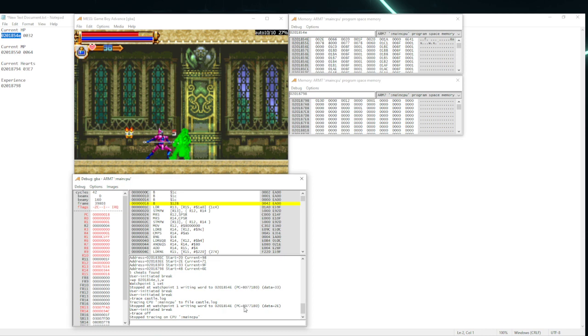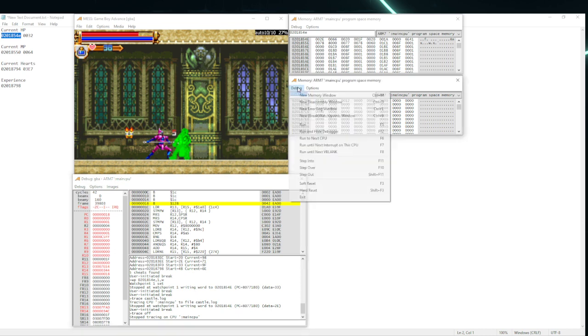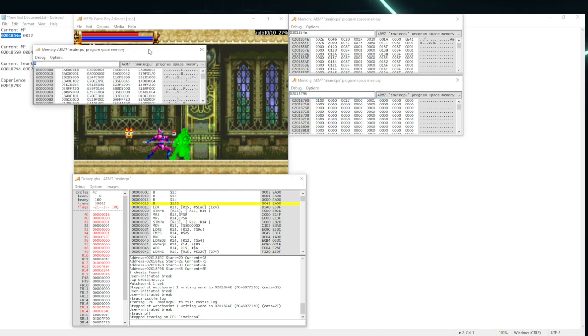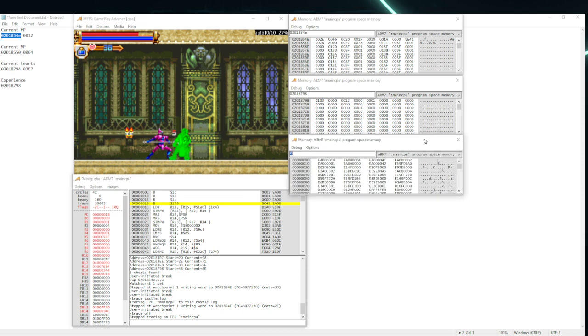Okay, so here's the address that we're going to be looking for. This is the instruction for the address of where the instructions are. So this is another reason why I like to have multiple memory windows. A0771B0. Okay.